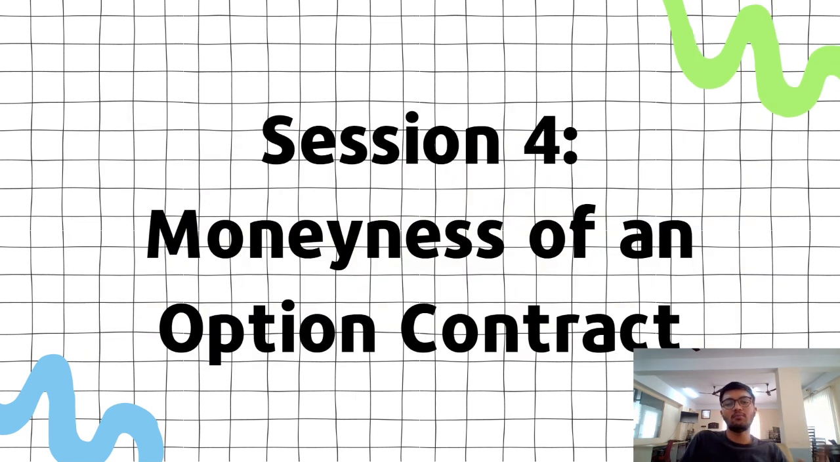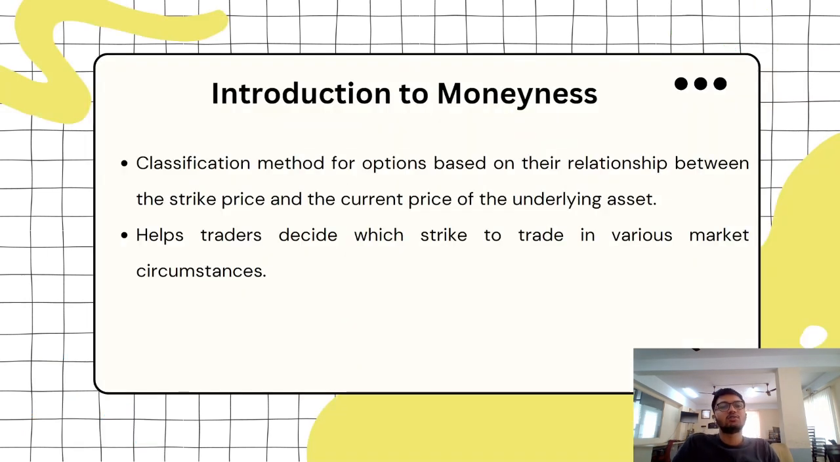First we'll talk about the moneyness of an option. The classification method for options based on the relationship between the strike price and the current price of the underlying asset is called the moneyness of an option. It helps traders decide which strikes to trade in various market circumstances. There are a lot of strike prices. In Nifty 50, the strike prices vary at every 50 points: 24,000, 24,050, 23,950, 23,900. These are a couple of strike prices.